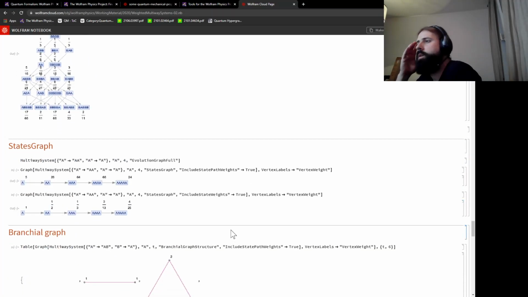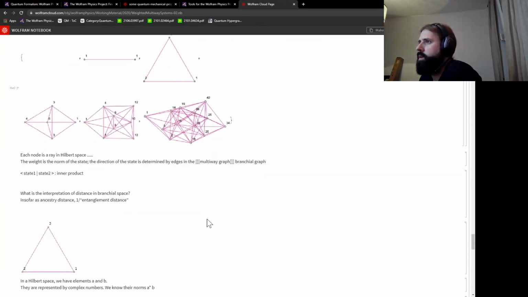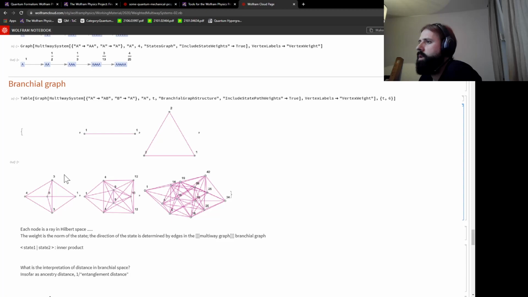States graph. Branchial graph. Each node is a ray in Hilbert space. The weight is the norm of the state. The direction of the state is determined by edges. What is the interpretation of distance in branchial space? Insofar as ancestry distance, entanglement distance.